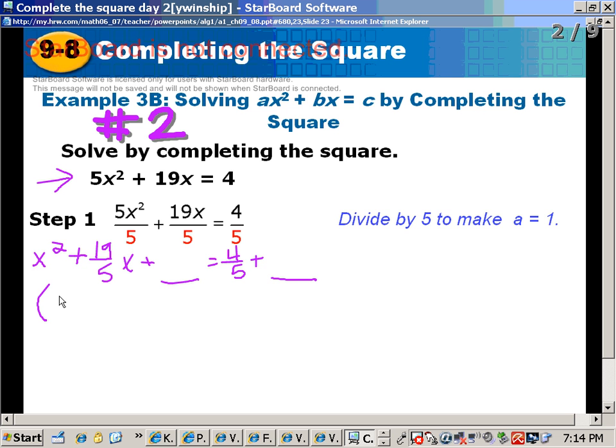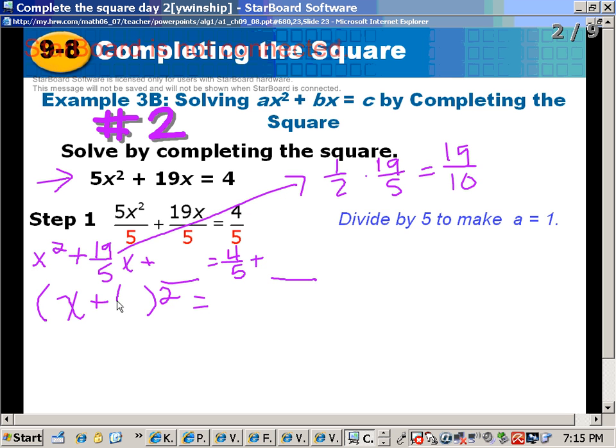Now I need to complete the square, so that's going to be x plus something squared equals. I need to take half of 19 fifths. Half of 19 over 5 is going to be 19 tenths. So right in here is 19 over 10. Now I need to square that.